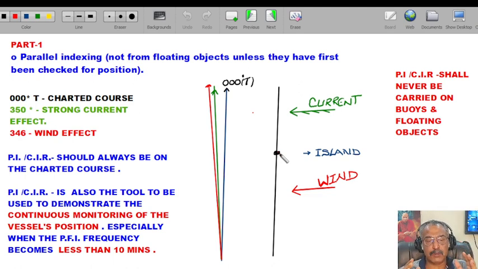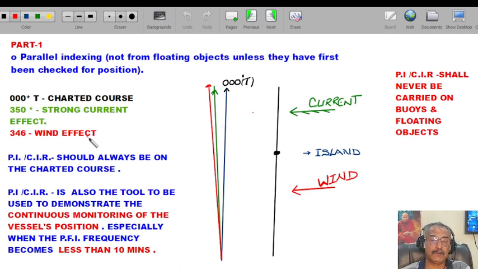So make sure you avoid this mistake, which is very common, at least amongst the junior officers who do not understand how to use this tool of PI. Many a time I've asked them, okay, in this case, if your charted course is 000, and with the effect of a strong current pushing you on the port side, you're making good a course of 350, and with the effect of wind, the final course you're making good is 346. So what will be the course on which you will put the PI?